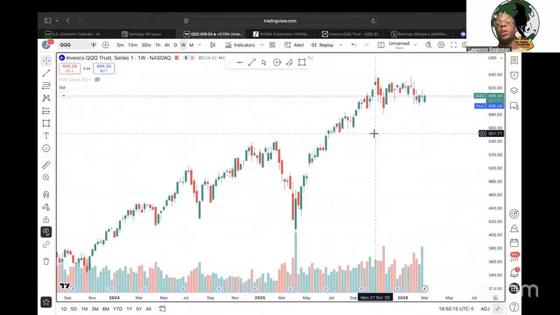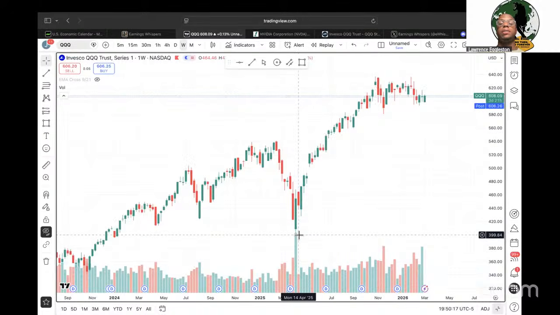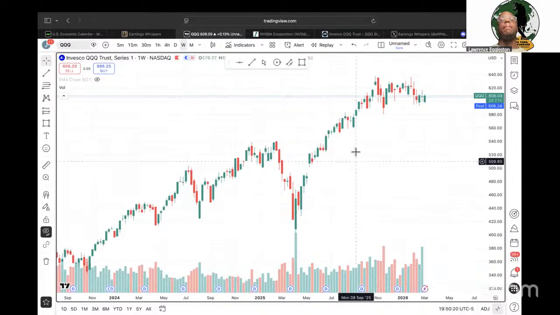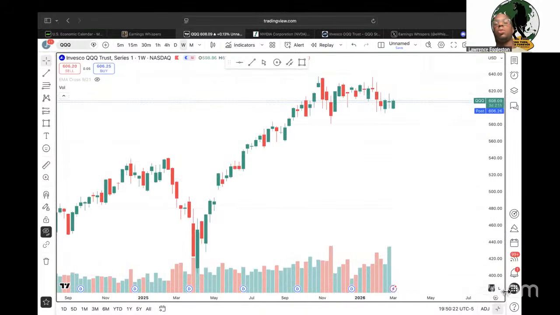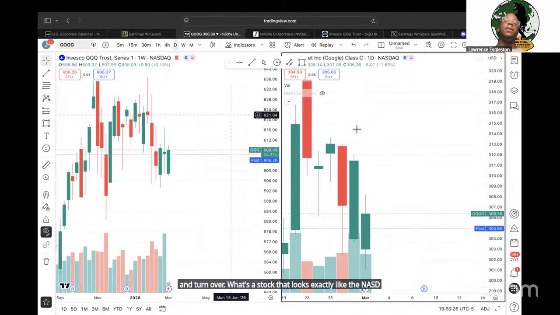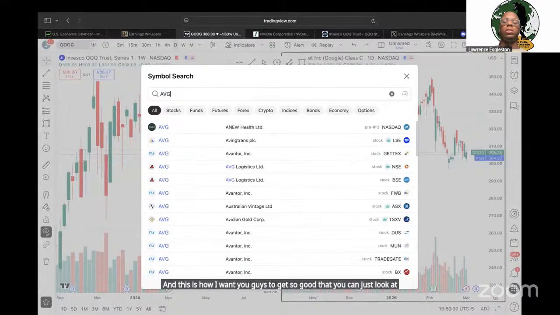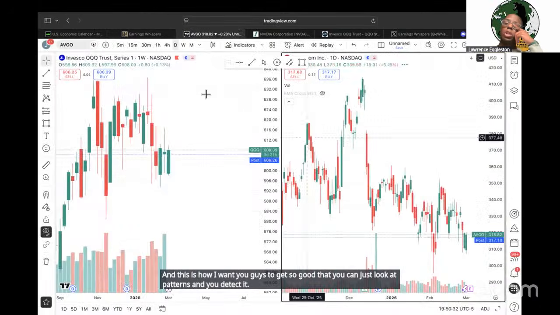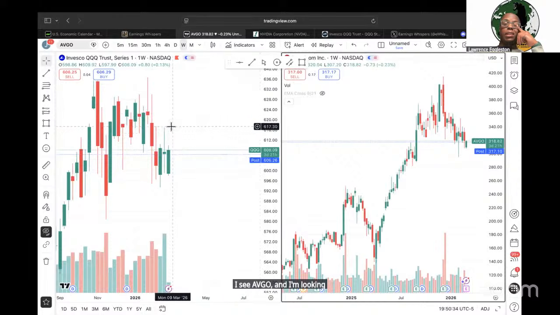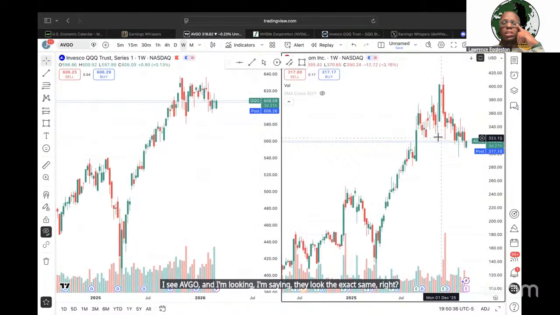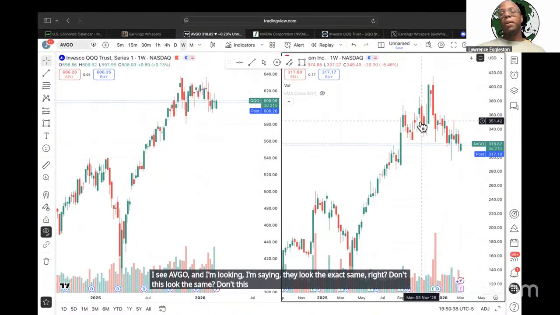Now, it's beautiful when the NASDAQ pulls off a run like it has since April. But what happens when things consolidate and turn over? What's a stock that looks exactly like the NASDAQ's chart right now? And this is how I want you guys to get so good that you can just look at patterns and detect it. I see AVGO and I'm saying, damn, they look the exact same, right? Don't this chart look the same?